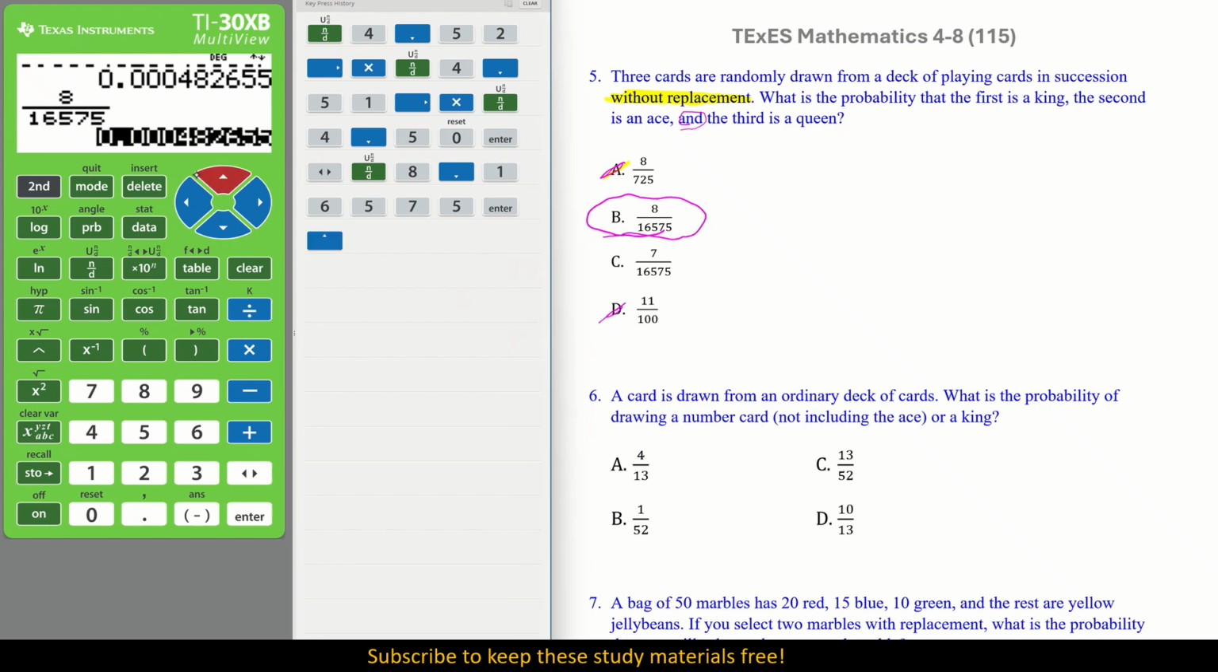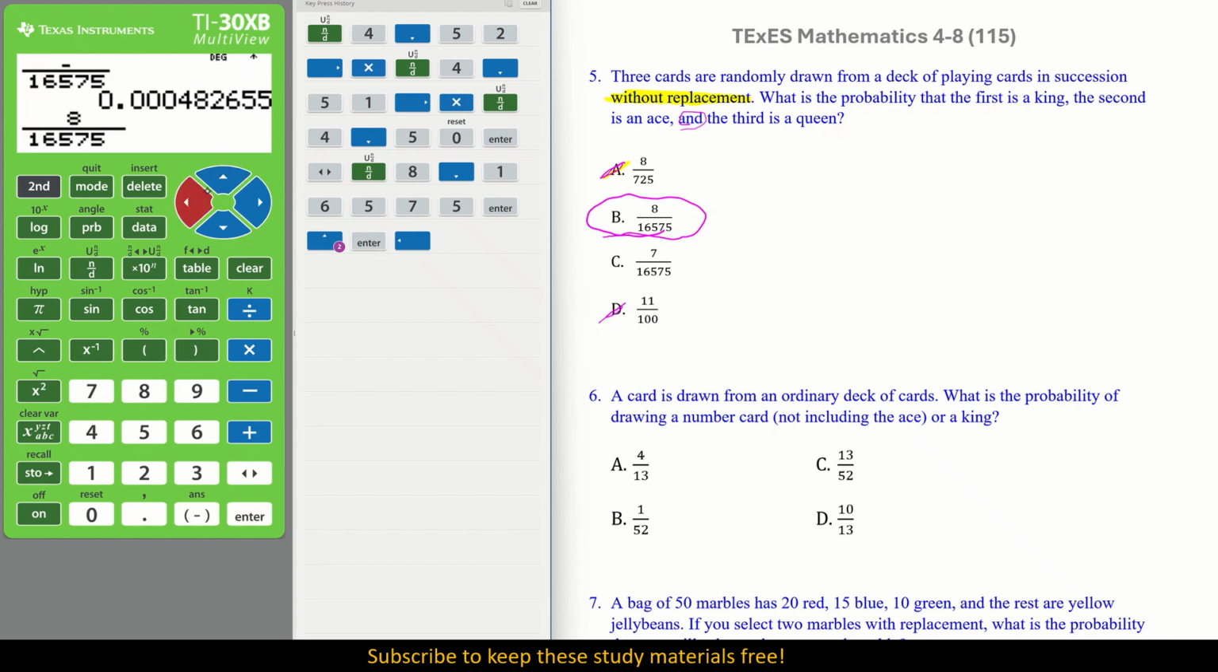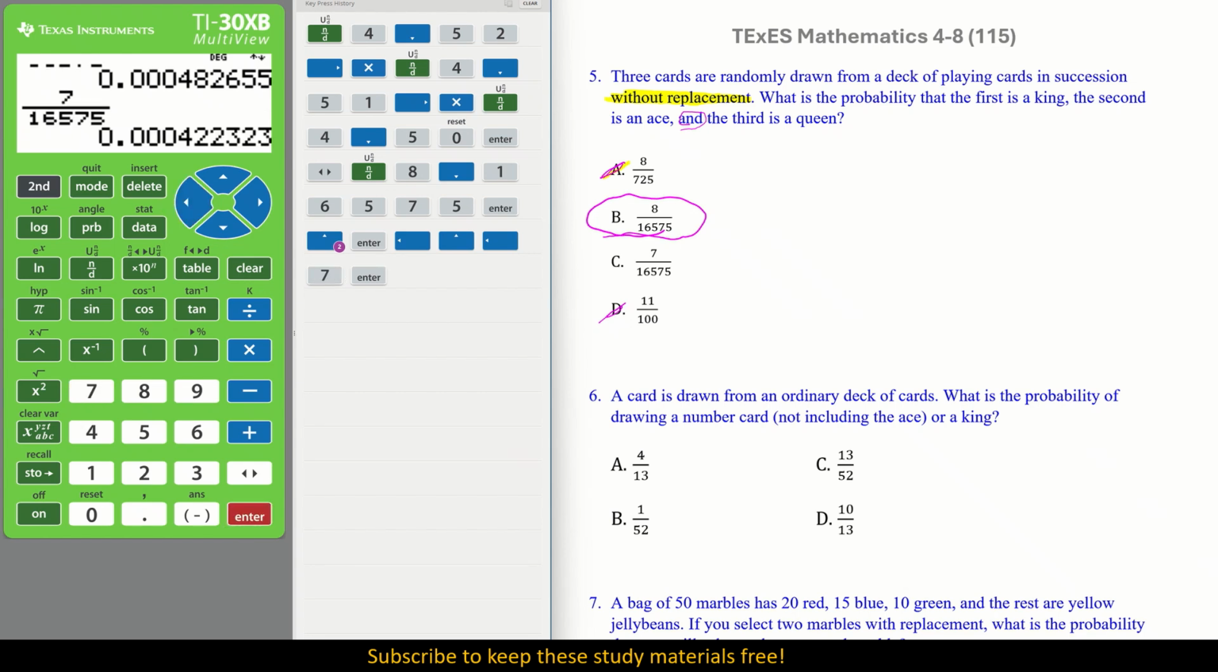Now, if you want to go back up and capture what we had and type over, I'm going to type over the 8 with this 7 from C. And let's see what we get. Close, but not the same. So it is option B. Number 6. A card is drawn from an ordinary deck of cards.